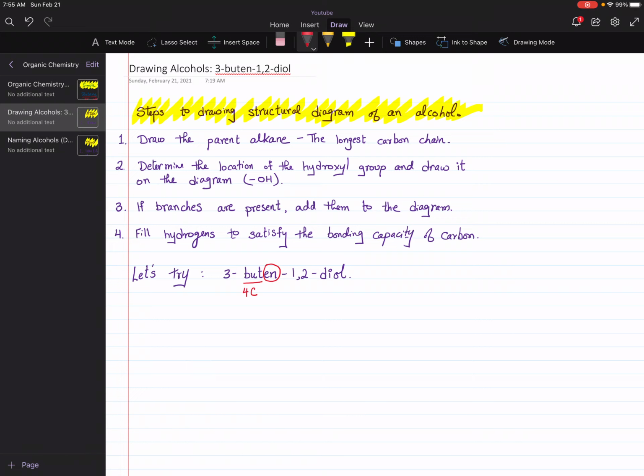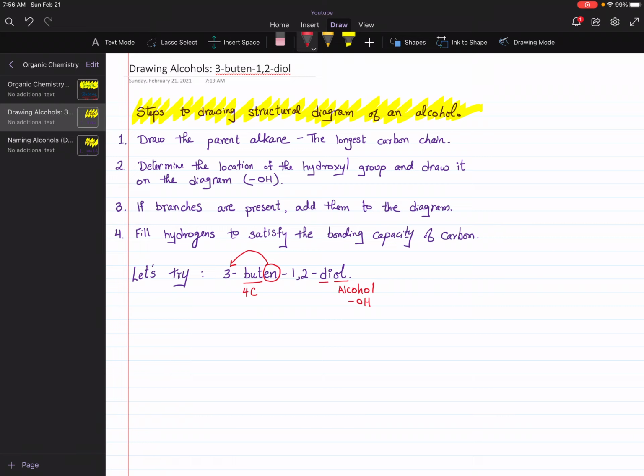Now, since the molecule has a double bond, we need to know where this double bond exists. And the location of this double bond is indicated by this number in the front. The double bond in this molecule is located at position 3. So that's what that 3 represents in the front. And at the end of this name, we have "ol". Ol represents an alcohol, meaning that it has an OH group.